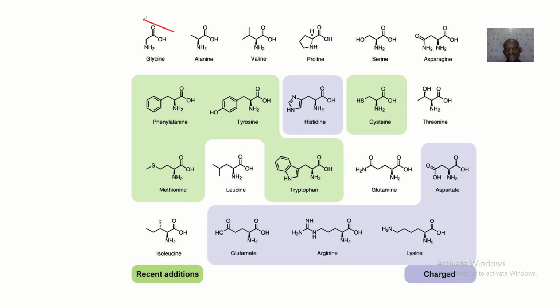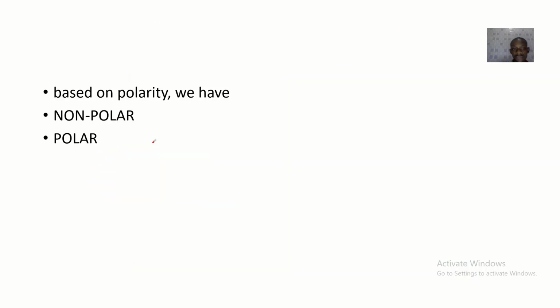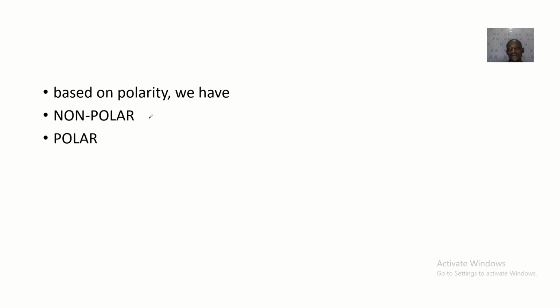Let me just pick randomly: glycine, tryptophan, cysteine, serine, glutamate, methionine, okay? And the rest of them, you could just pause this video to see them for yourself. So now, classification of amino acid, we said that they are classified based on what? Polarity and based on their importance to the body. Now, based on polarity, we have non-polar, we have polar. Based on importance to the body, we have essential amino acid and we have non-essential amino acid, okay?